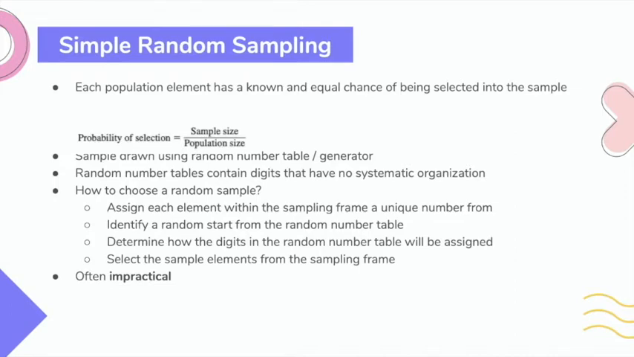First, we assign each element within the sampling frame a unique number, identify a random start of the random number table, determine how the digits in the random number table will be assigned, and select the sample elements from the sampling frame. However, this approach can be impractical most of the time.